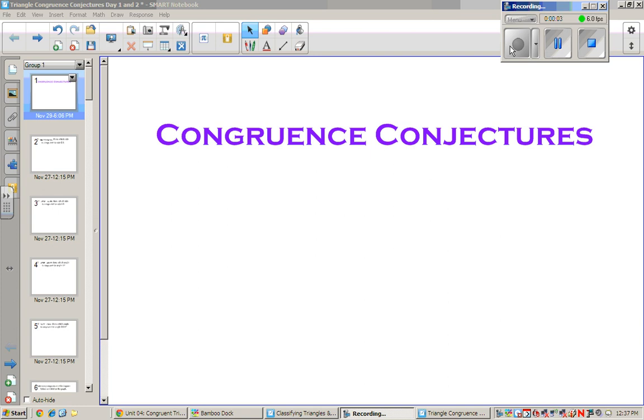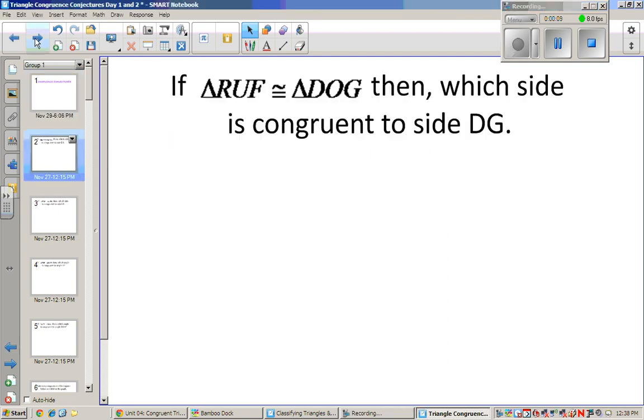Hello, today we are going to learn about the triangle congruence conjectures. But before we do that, let's look back at what congruence means and congruence with triangles.